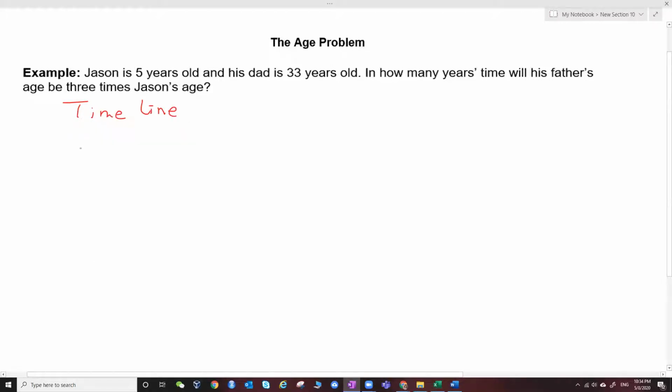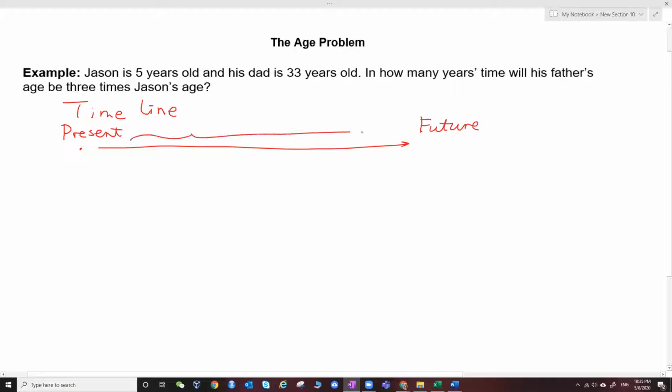Present, and somewhere in the future. The question is actually asking you this distance between the present and future, because it's asking you how many years' time, right? How many years between now and the future will Jason's father's age be 3 times his age?